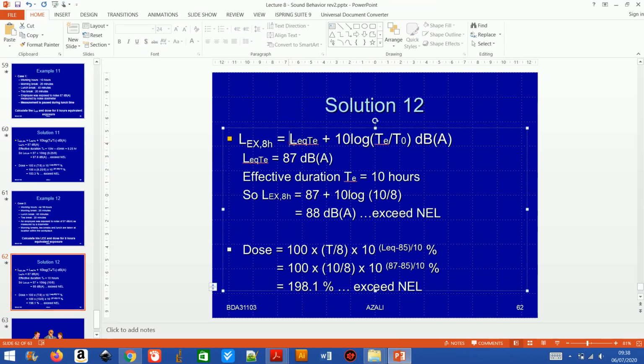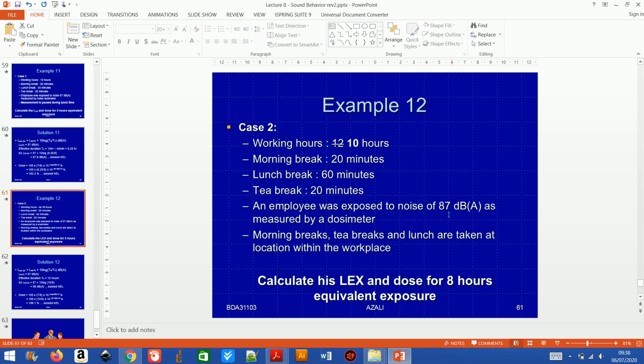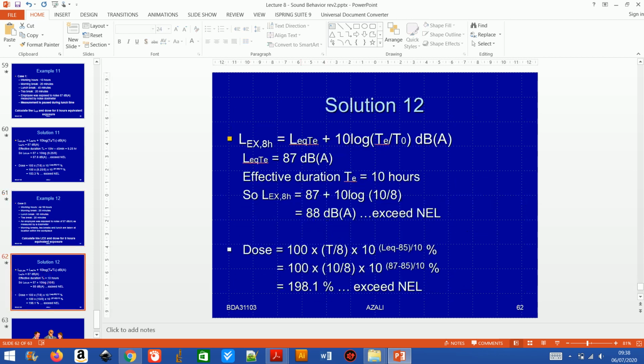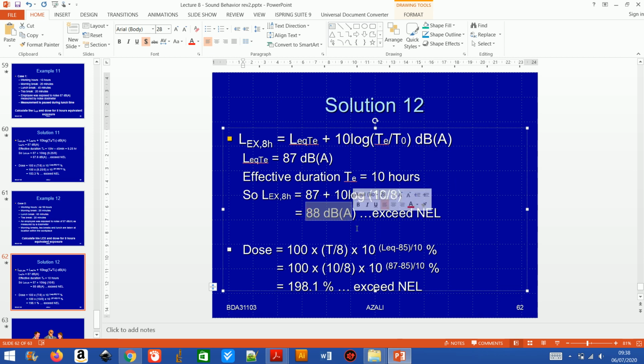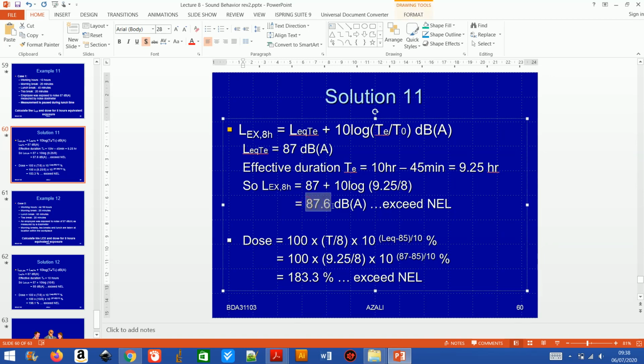If you apply this equation, the TE is 10 hours, and the LEQ,TE is given in the slide, which is 87 decibel. Therefore, you get the answer of 88 decibel. If you compare example 11 and example 12, when there is no pause during the measurement, you get 88 decibel of equivalent noise exposure for 8 hours. But when they pause it during lunchtime, we get slightly less than 88, which is 87.6.